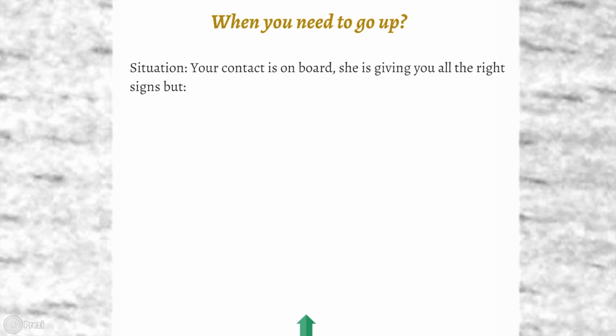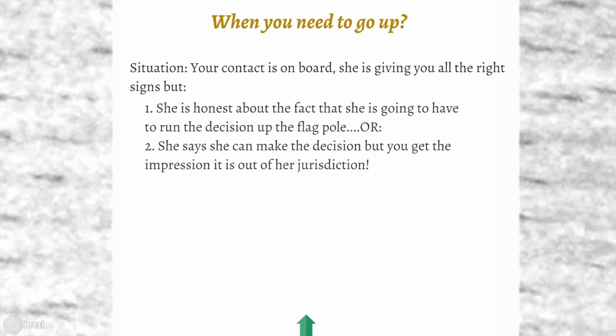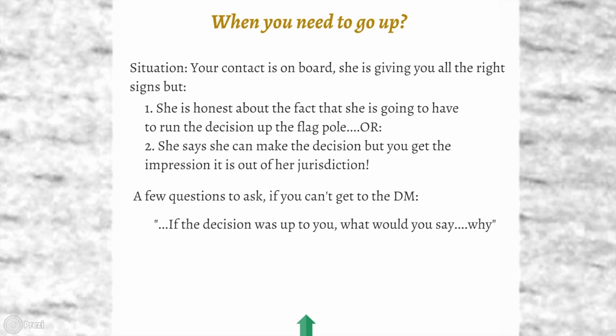Now let's talk about when you need to go up. Here's the situation. Your contact that you've been working with, she's on board, she's giving you all the right buying signs, but one of 2 things. She is honest about the fact that she is going to have to run the decision up the flagpole, or she says she makes the decision, but you get the impression it's just out of her jurisdiction. Again, this is all about asking the right questions to see if you can get to the DM or work with this person and equip them as they run it up the flagpole.